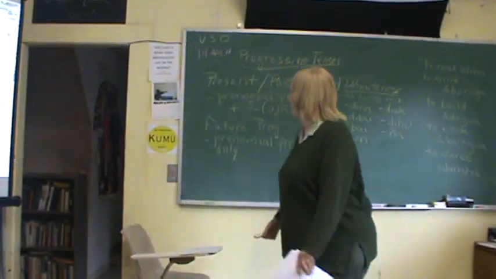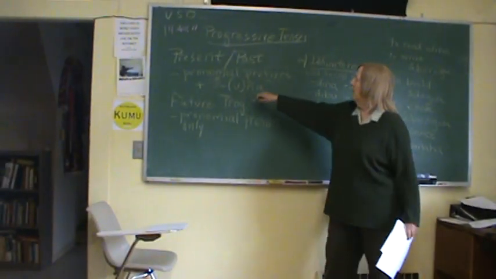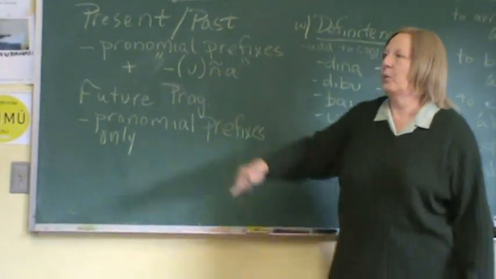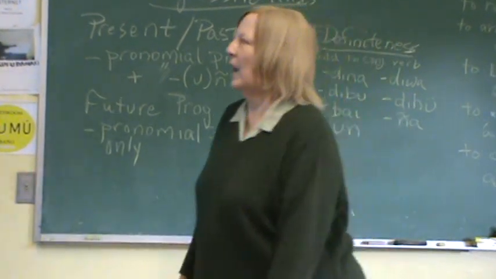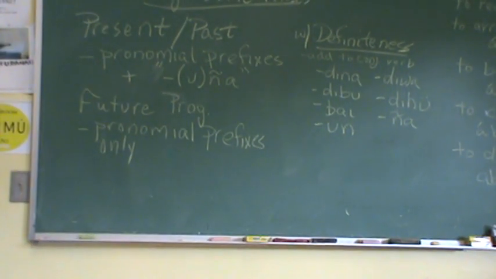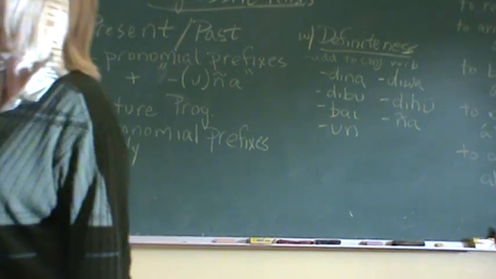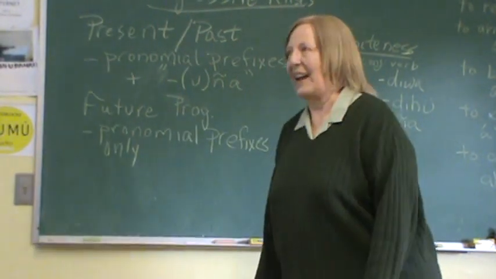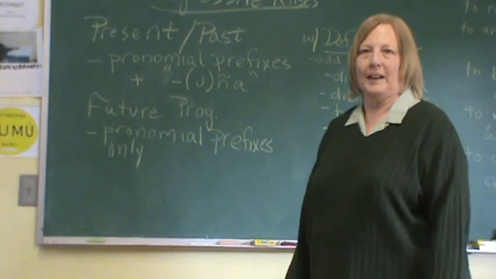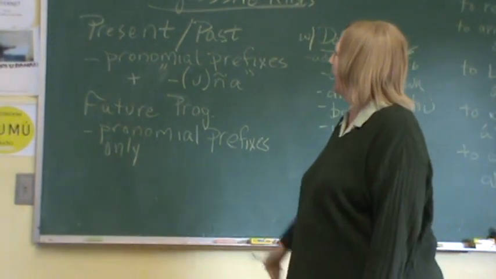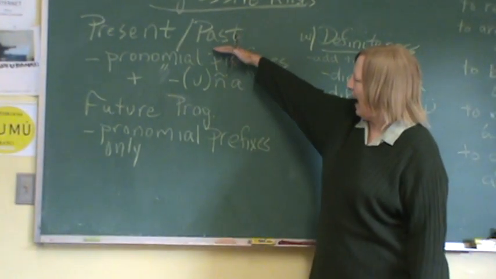So you use that, but you also add in "nya" to it, sometimes with the U in there. So Nebuga adds the "nya". Nebugunya. That's the "-ing". That says I am walking. Again, that's for the present and the immediate past.